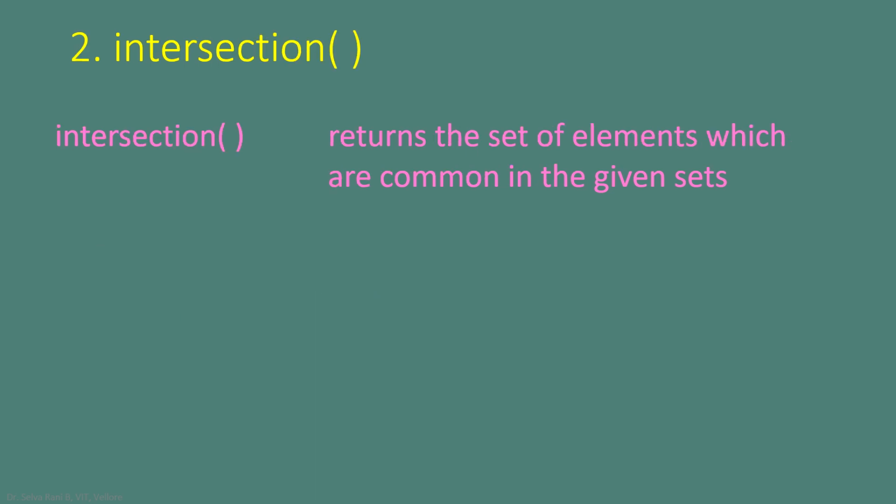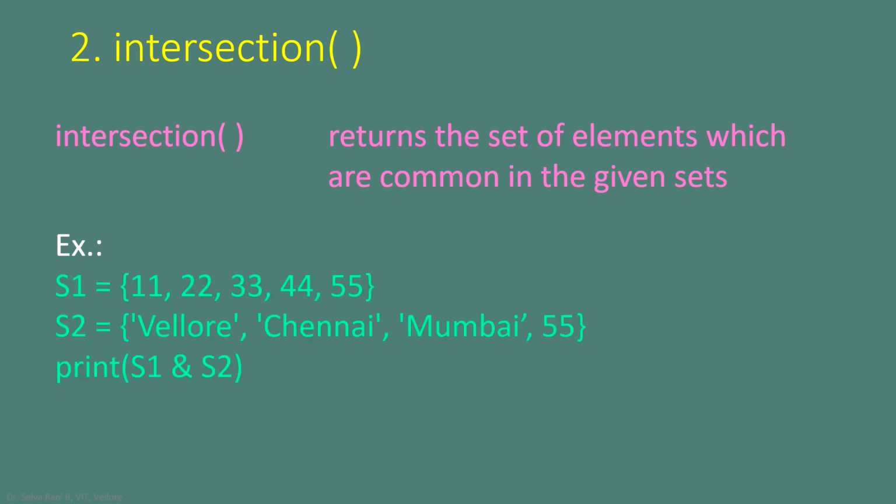The next method is intersection. Intersection is the method which will return only the elements common in both the sets. The syntax of using intersection is set1.intersection(set2). The symbol used to perform the intersection operation is S1 & S2.